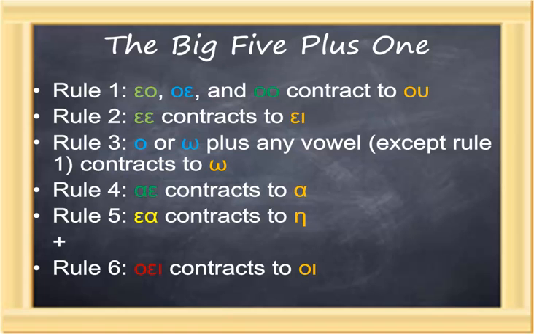As challenging as these rules may seem at first, once you've been working with them for a while, they're not that difficult. But as you will quickly come to observe, working with contract verbs truly requires that you know agapao is an alpha contract and poieo is an epsilon contract and pleirao is an omicron contract, because you will rarely see the actual contract vowel appearing in Greek literature. So it's necessary to know what the vowel is in order to take the word apart.